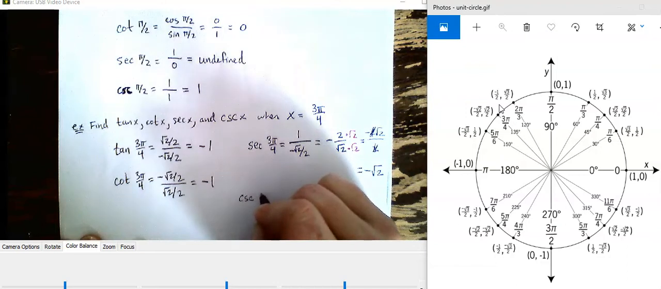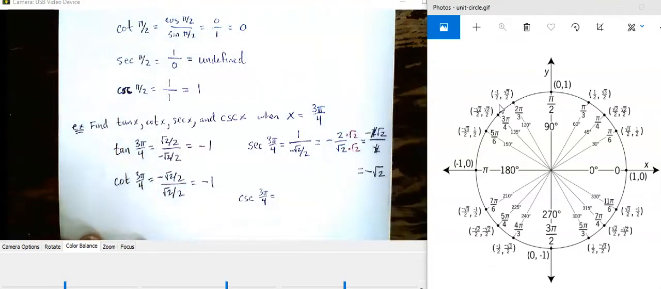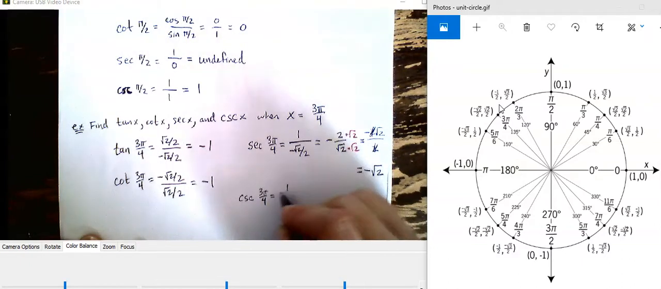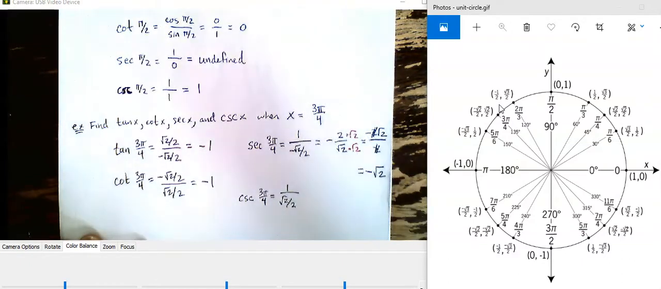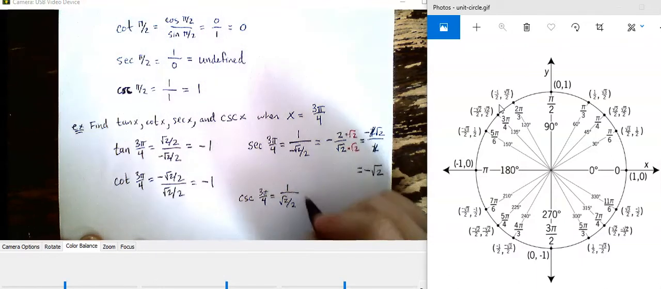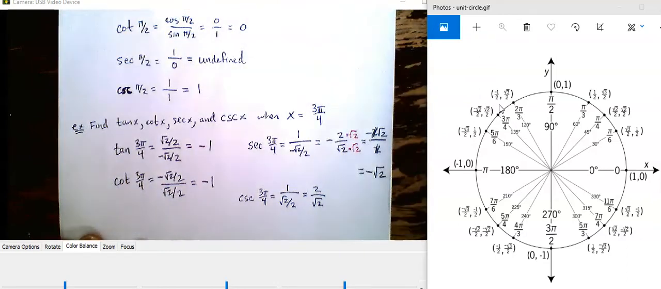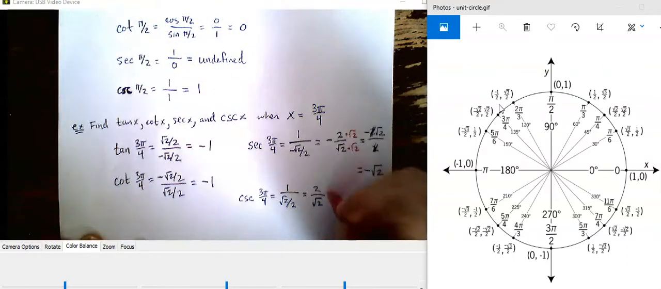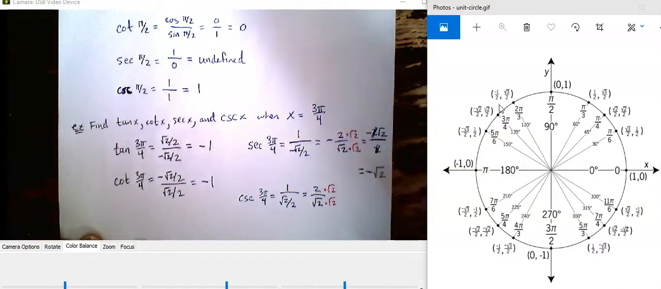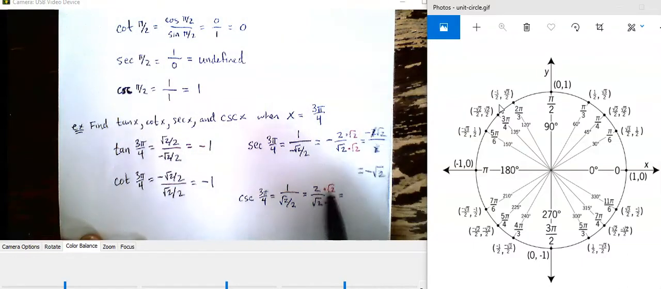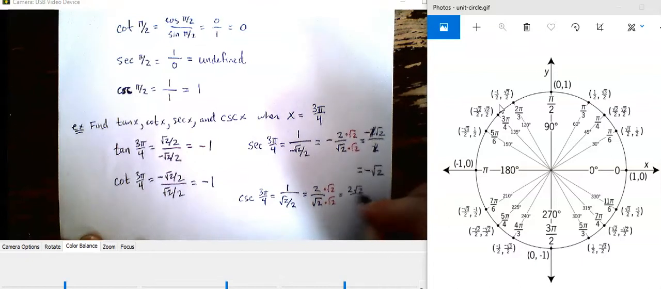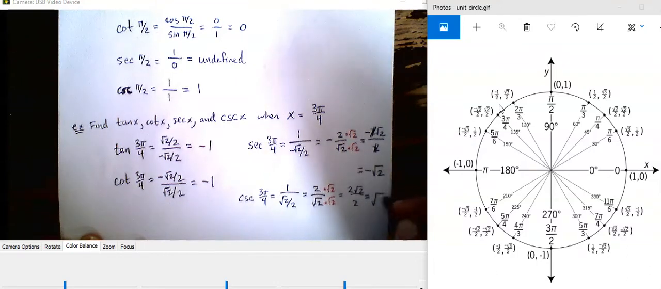Cosecant at 3 pi over 4 is 1 over sine, so 1 over the square root of 2 over 2, which is 2 over root 2. Now let's rationalize that. So here again we'll multiply by that radical on top and bottom. So root 2 times root 2. This gives 2 root 2 over root 2 times root 2 is 2. So we get positive square root of 2.